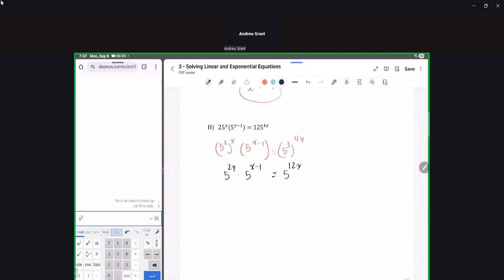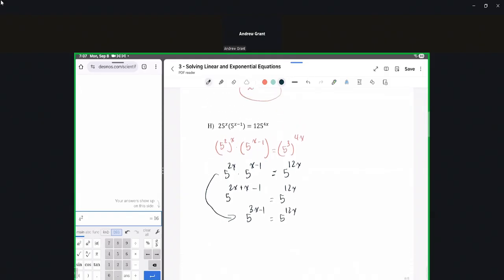Our exponent rules say that if we have two powers with the same base being multiplied together, we can just add the exponents. And in fact, that's what we're going to do here. So we're going to have 5 to the power of 2x plus x minus 1 should be equal to 5 to the power of 12x. 2x plus x is going to give us 3x. So we saw that 5 to the power of 2x multiplied by 5 to the power of x minus 1 becomes 5 to the power of 3x minus 1, which is equal to 5 to the power of 12x.